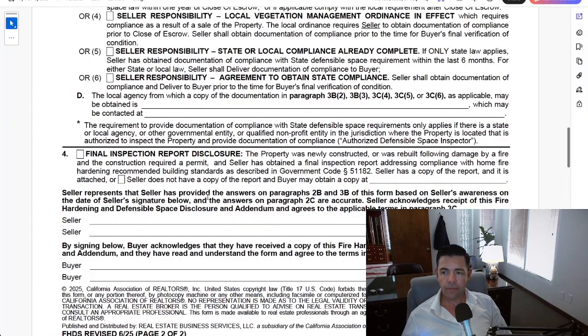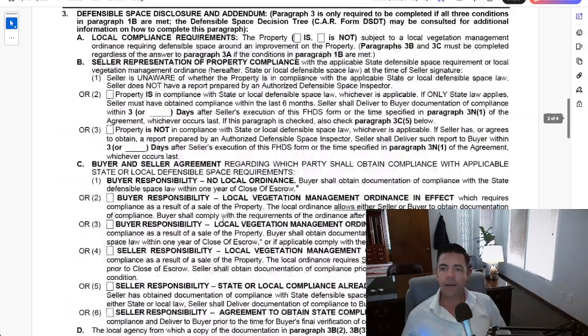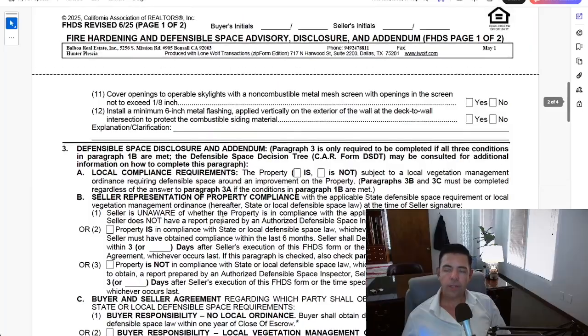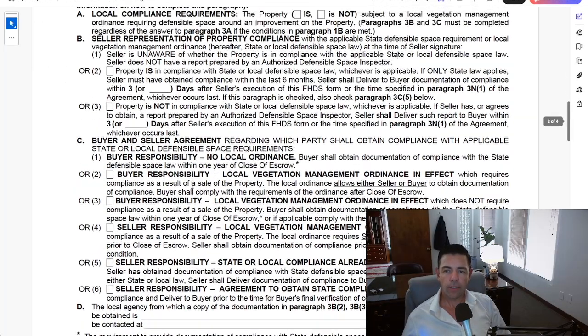And then down here, this pertains to a new construction property. And if you have a report, read this. It may apply to you. Most of the time, it's not. You're going to move on. The seller signs and you're done. And I hope I didn't belabor the point too much, but there's just a few things you have to think about when you go through here.